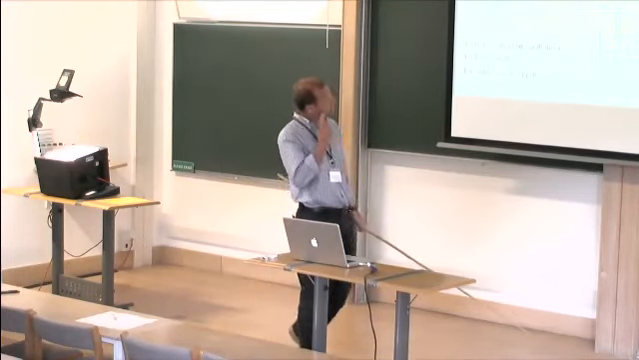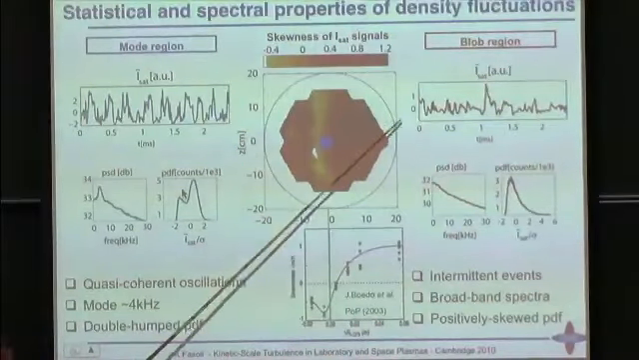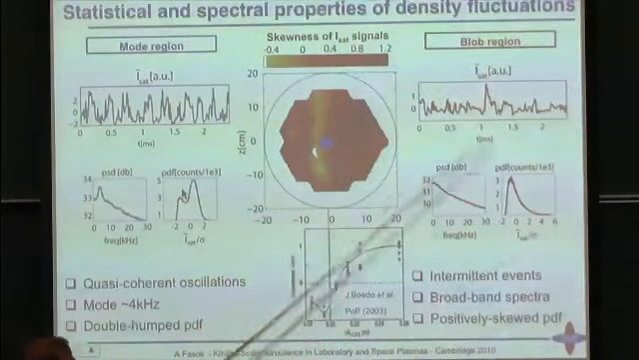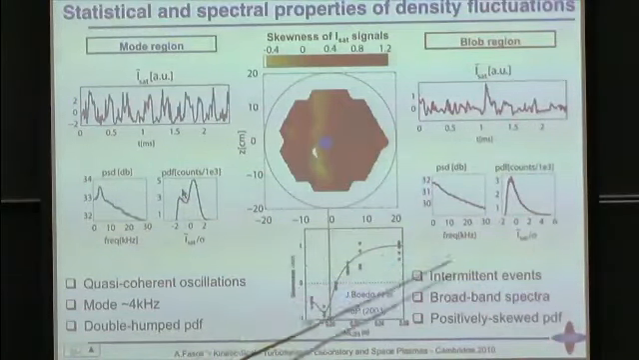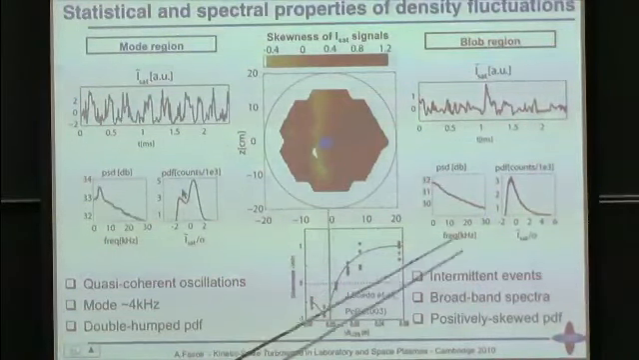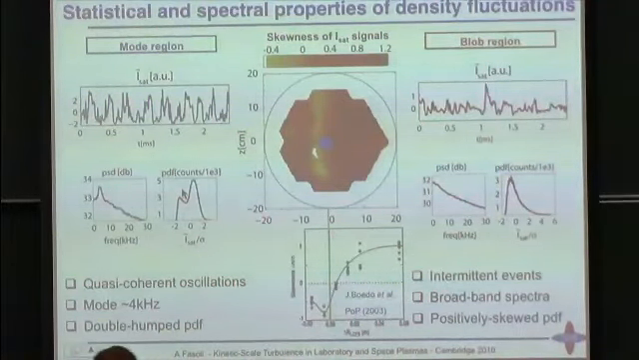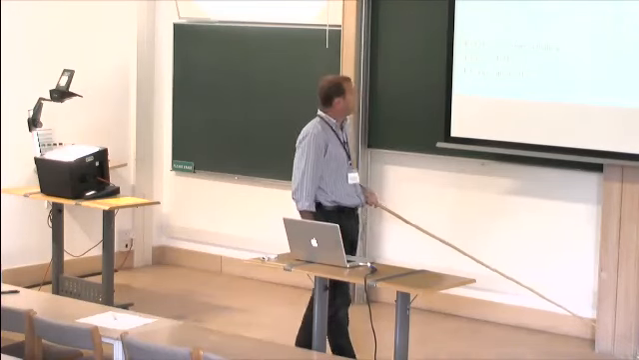Let's look on the other side. That's the blob region. It's really a completely different characteristics in terms of fluctuation. You have intermittence, so you have nothing and then an event coming. The power spectrum, of course, then is not dominated by a single line, but is fairly broad. And the PDF is skewed, as shown here, positively.